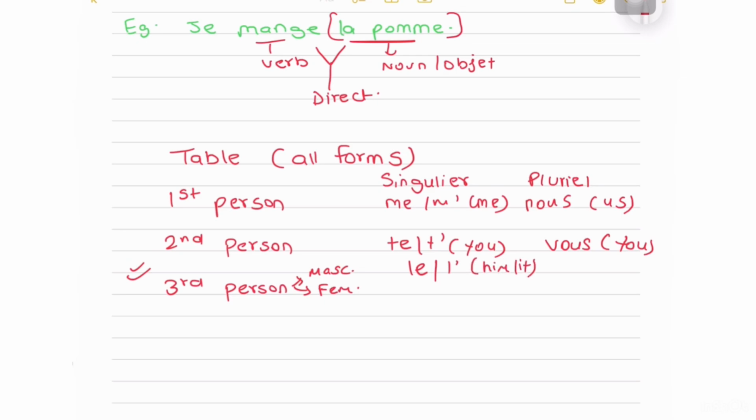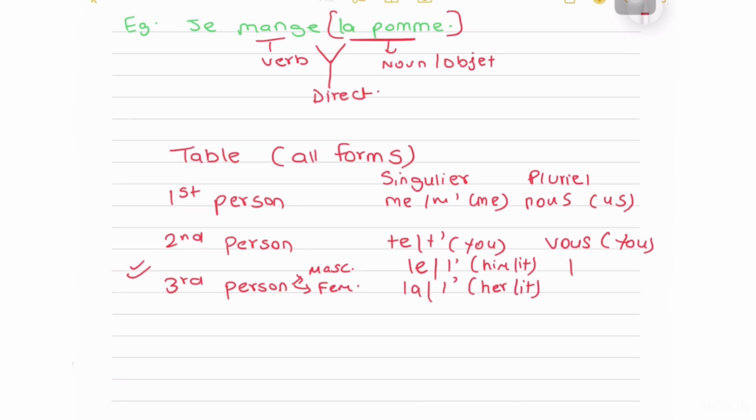Then for feminine, you get la or again l apostrophe, her or it. For them, you get les in both conditions, be it masculine, be it feminine. So I would highly recommend noting down this table, especially the third person part, because that will be most important for you. All of these words are nothing but your pronouns, your pronoms.